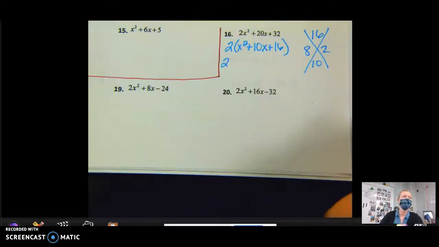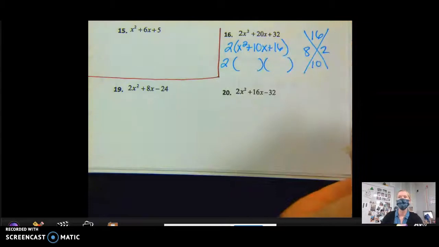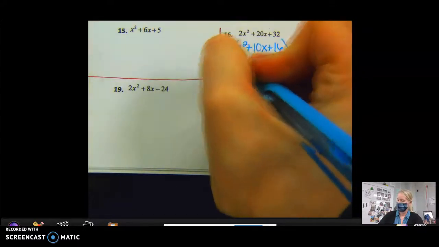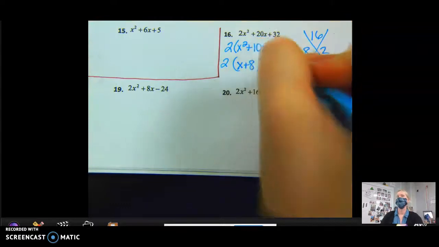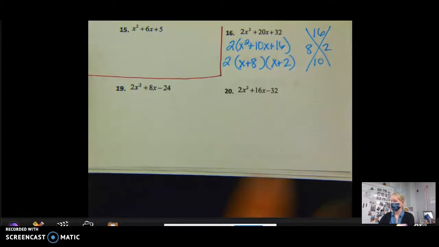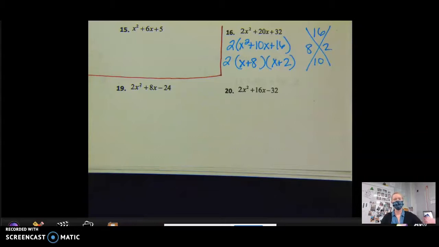So I have 2 out front. We're going to leave that 2 out front. Make sure you have that 2 out front. And then parentheses, parentheses. What goes in the first set? Yep. And then the second set? Yep. And could I flip those parentheses around and have x plus 2 first and x plus 8 second? Yes. That would be just fine.